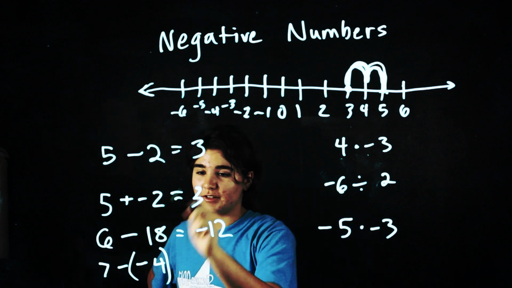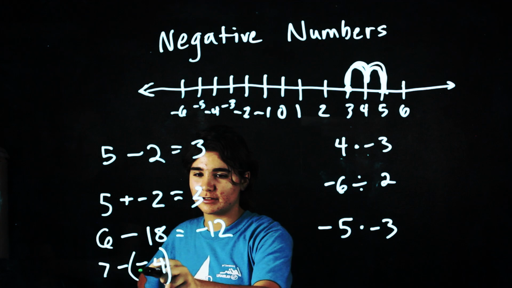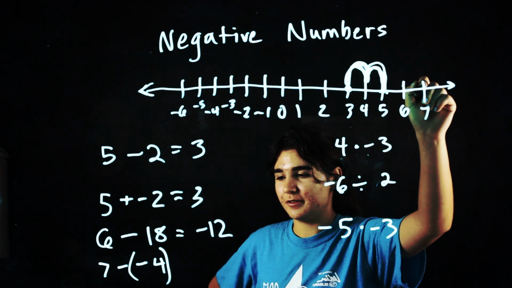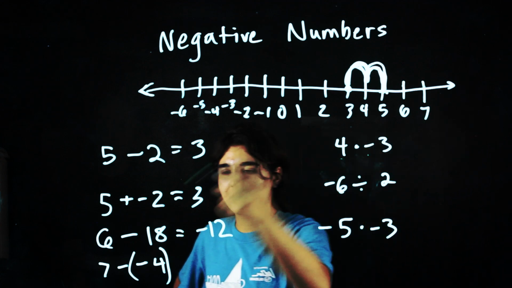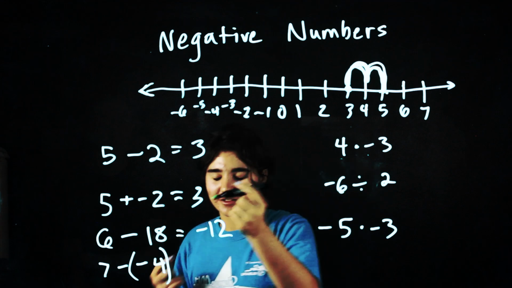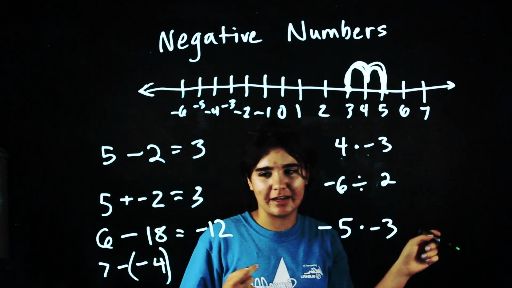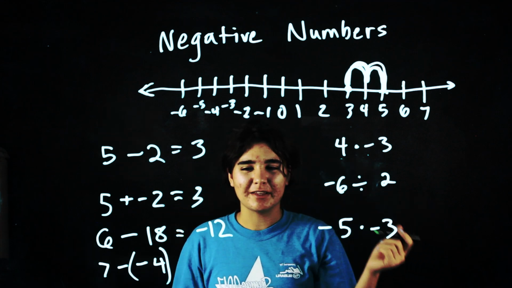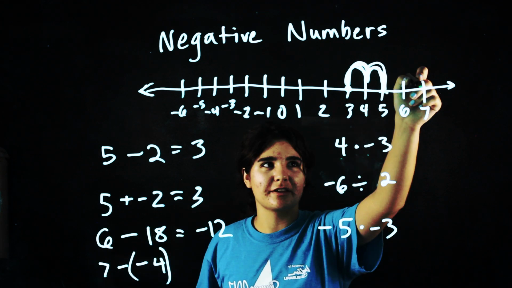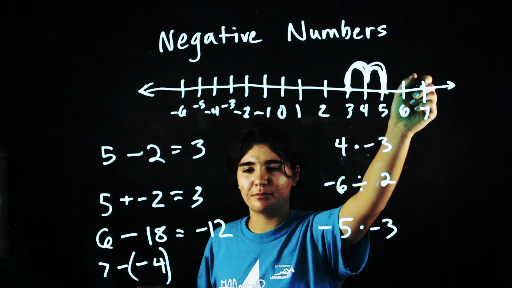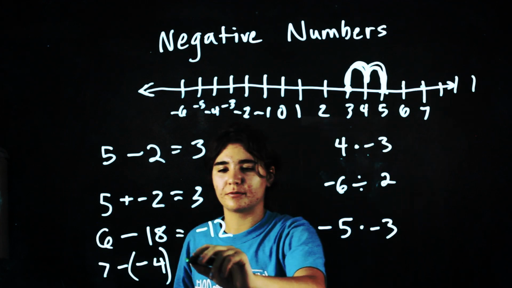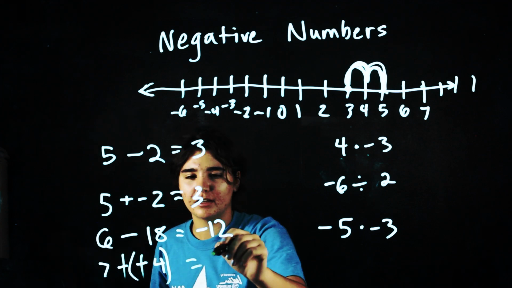Okay, now we have 7 minus a negative 4. So we're starting at 7. We're going the negative direction, and then we're going the negative direction again for minus 4. But that doesn't make sense. So think of this as flipping directions. 7 going negative, but then, oh look, we're flipping it again. So we're really just going up 4. So this is really just going to be 11.